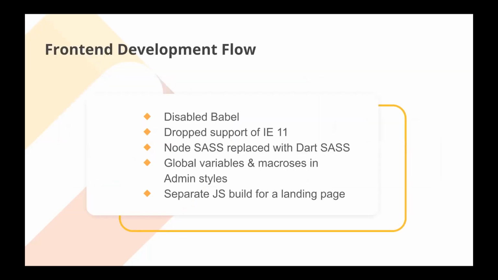Also, we improved the development flow for the front-end developers. First, as we decided to not support Internet Explorer 11 anymore, we dropped Babel. We actually disabled Babel. You can still enable it back if you want to work with older browsers. It's still configurable within the YAML configuration. You can find the documentation on how to enable it back if you want to work with older browsers.